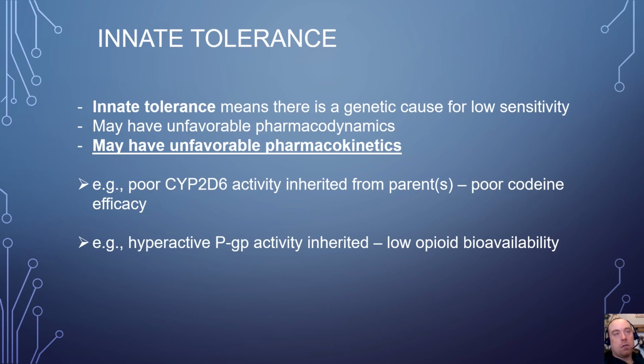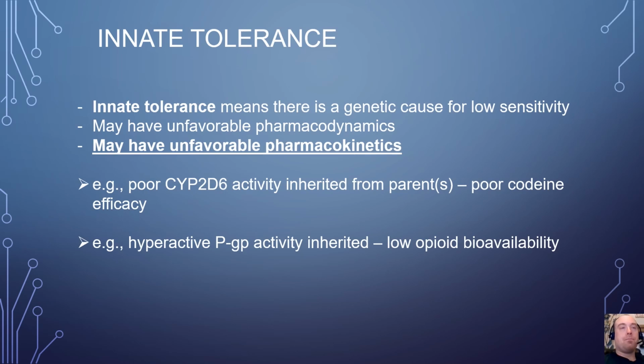And then see the last bullet there's hyperactive P-glycoprotein, and that's the transporter that many opioids are substrates for, and that transporter generally pumps drugs out of the blood and into the GI tract, into the urine, and even out of the brain, from the brain into the blood. So it generally is getting drugs out of the body, but also out of the brain.